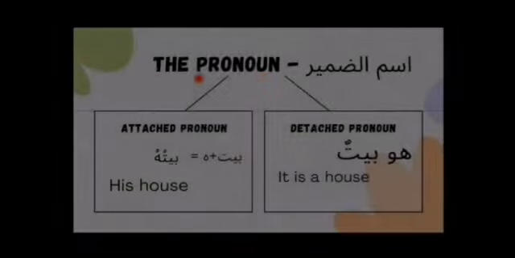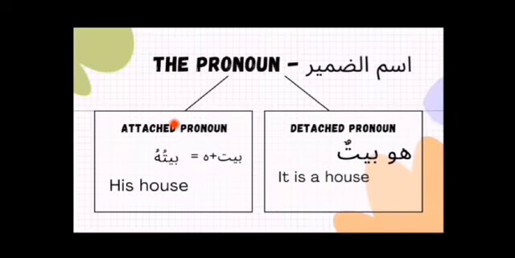Ismul Dhamir, the pronouns, are divided into two. The first is the detached pronoun, where the pronoun is separated from the noun. As you can see here, there is a clear space between the noun and the pronoun. The second one is the attached pronoun, where the pronoun is attached to the noun and it gives you a meaning of ownership. Baytun plus hu, baytuhu, his house. There is no visible space in between.